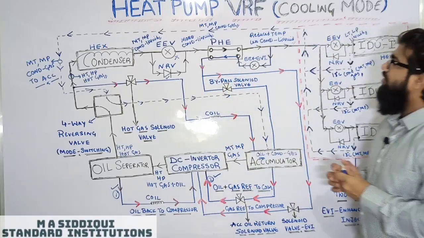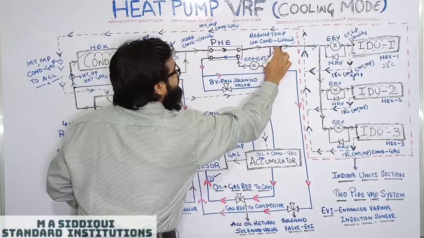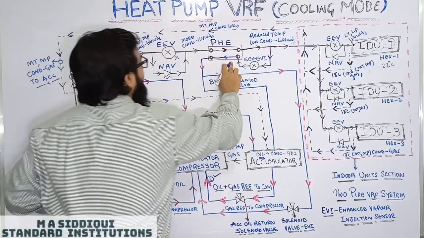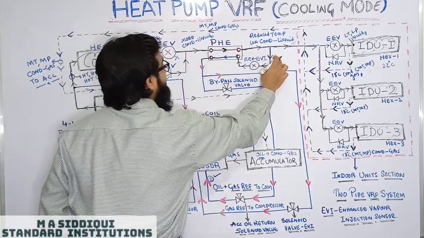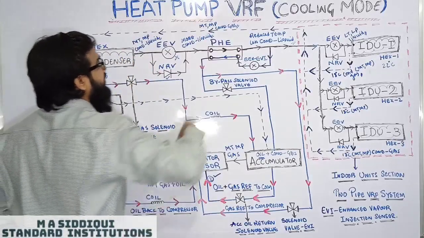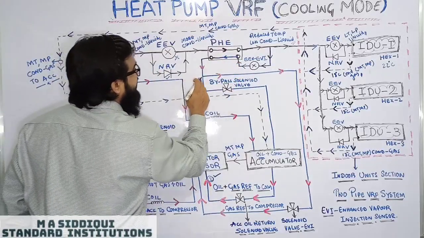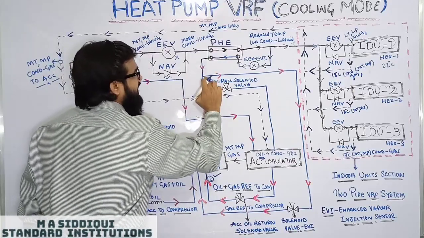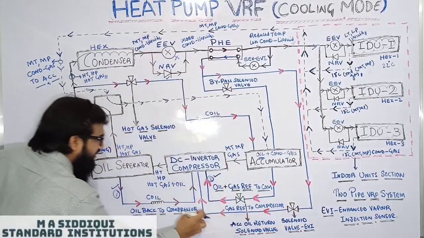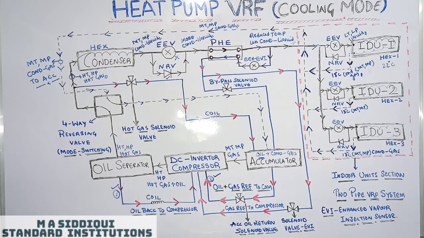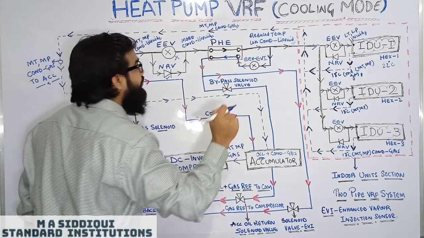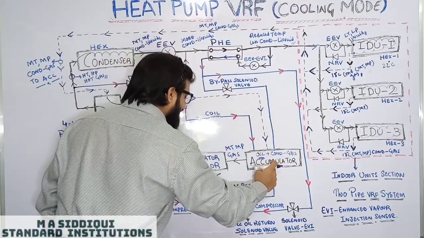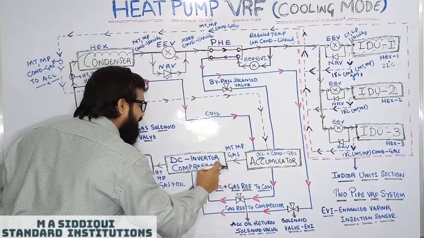What is happening over here at the PHE is that the reduced temperature refrigerant is entering over here. Here the temperature is more, here the temperature is less, so heat transfer takes place. And from here, if the refrigerant is pure gas, it will directly come and enter your DC inverter compressor. But if it is not pure gas, if it is condensed gas, it will travel through the accumulator and after that it will be given back to the compressor.